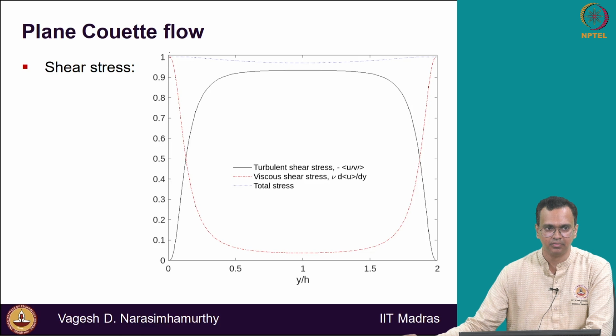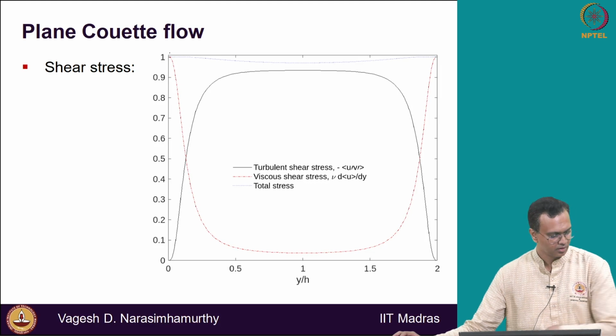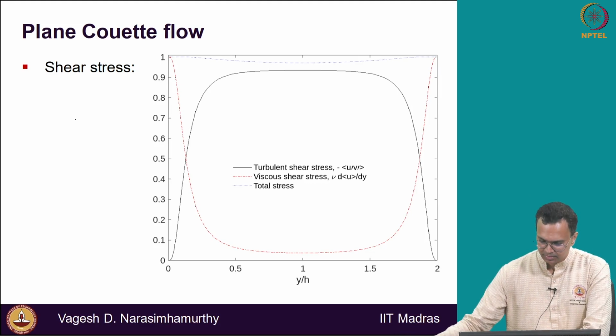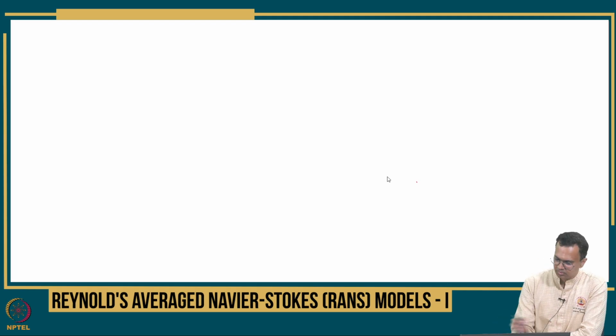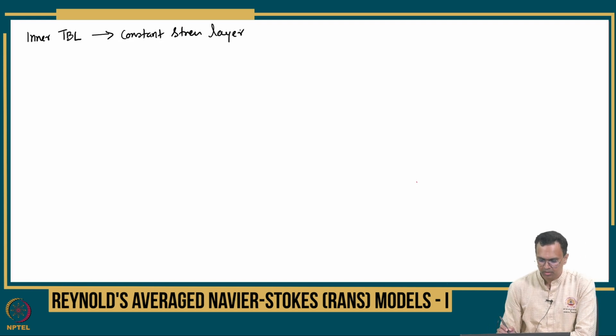The idea is interesting and we can use it in the modeling, but you have to be careful that near wall is also an important place. Viscous effects are dominant there. Okay, fine. So to summarize what we learned in the last class, we have an inner turbulent boundary layer, which we also call the constant stress layer. In the constant stress layer, further we have three primary layers. There are other layers.